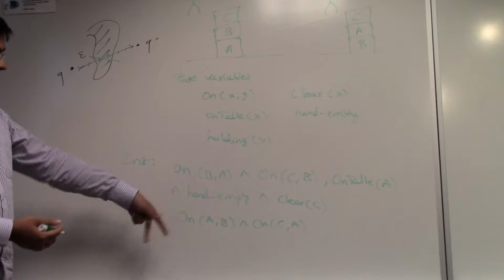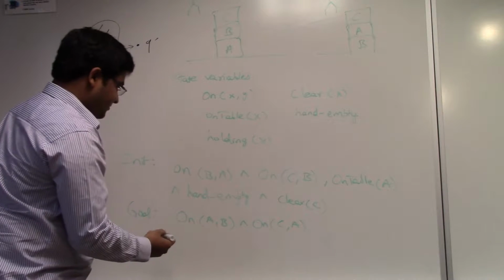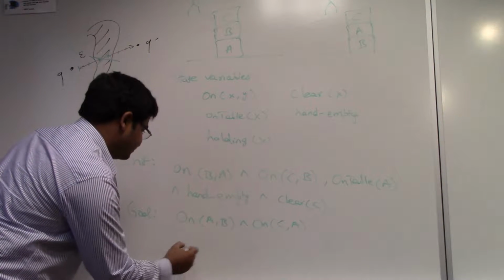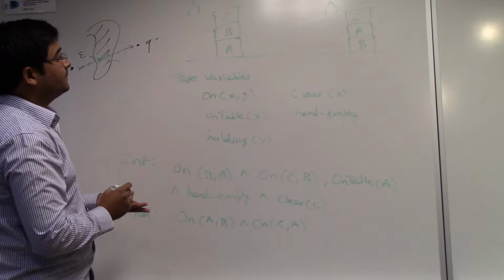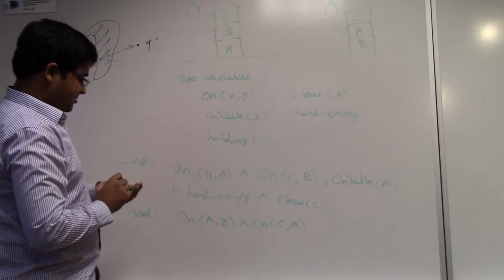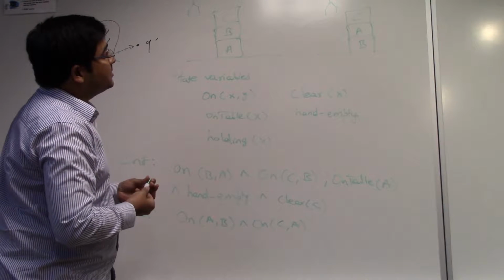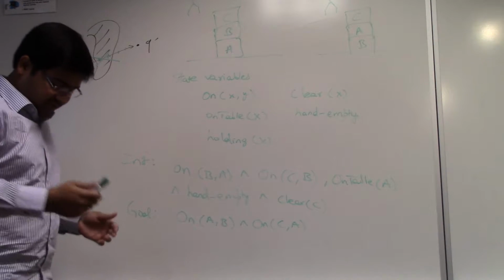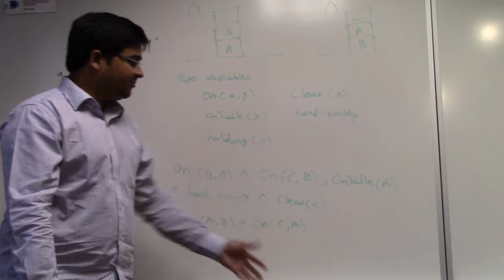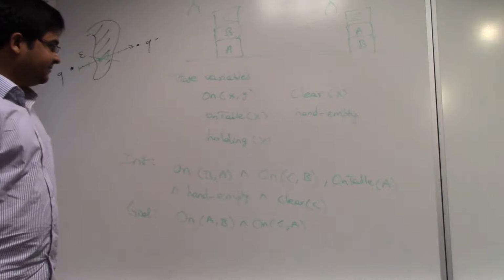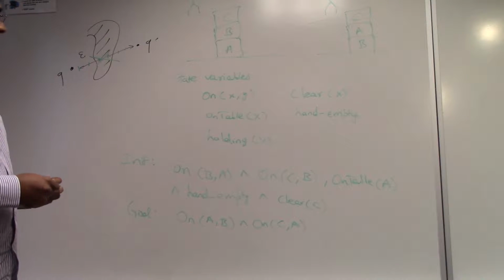There is only one way to get this, or you could have it in different ways. You could say on A B and on C A. If we don't want to put negative literals, then this is the way. You can put more, but it doesn't really matter. So this is the goal description.